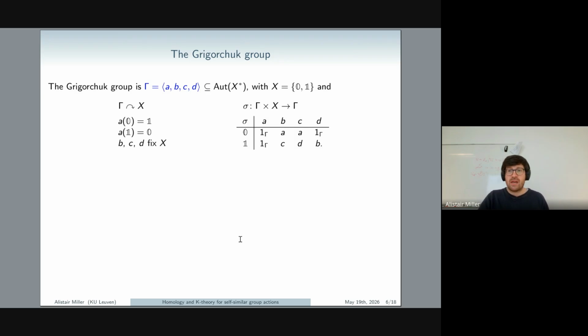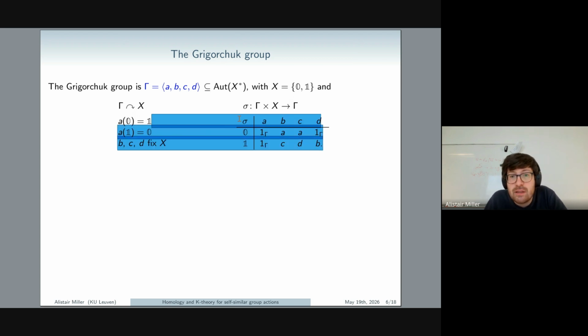Now, I can already tell you about the most famous example, the Grigorchuk group. And indeed, we'll compute the various K-theory and homology groups for this example in this talk. So what's happening here is that I've got a binary tree, and I am going to generate a group with 4 elements, A, B, C, D, where A is going to swap the 2 letters in my alphabet, and B, C, and D are going to fix the alphabet. And it gets a bit more interesting here with the cocycle.